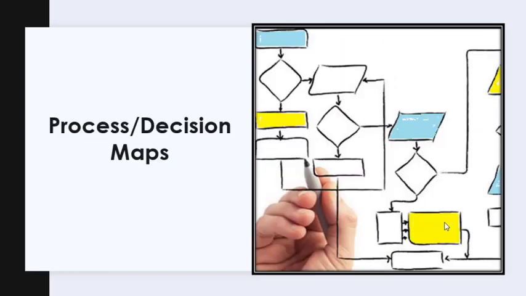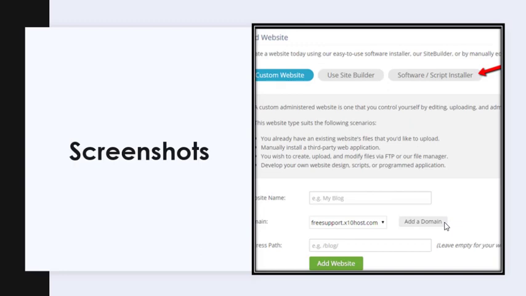Now, process or decision maps. Now, if you are teaching people how to do something and they need to make decisions throughout the process, then you might offer a process or decision map. For example, you can provide a decision map to help marketers decide if they should outsource a particular task.